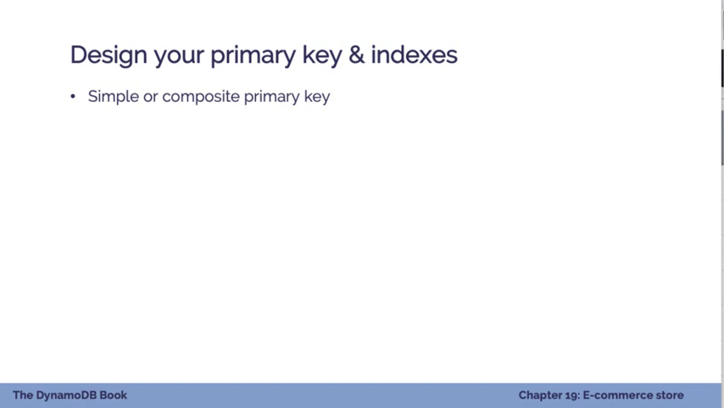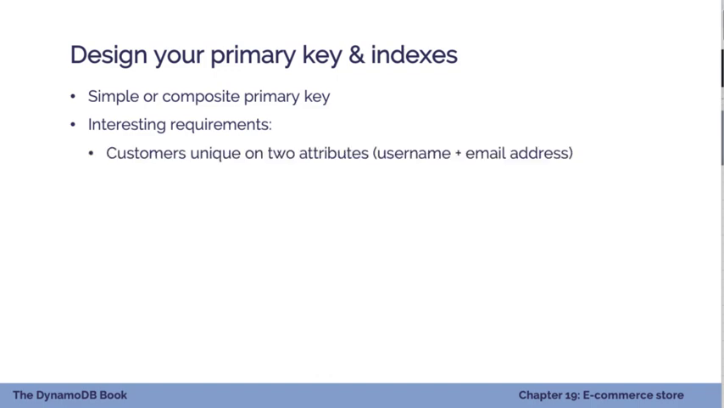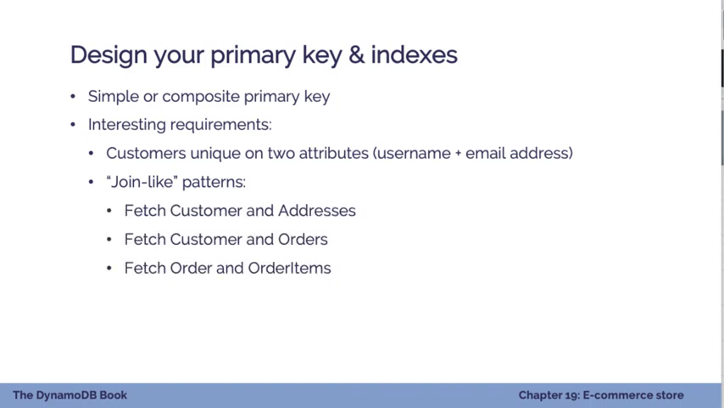And thinking about what entity to start with, what sort of interesting requirements do we have? I think two main categories. Number one, a customer needs to be unique on two different attributes, the username and the email address. So that's a kind of an interesting requirement. Usually it's just on one attribute, so we'll see how to handle that. The second big interesting requirement we have is handling these join-like patterns. We have a couple different join-like patterns where we want to fetch a customer and the addresses. That's a join, right? Because you have a one-to-many relationship and you want to get both parts of it. We also have fetching a customer and the customer's orders and fetching an order and the order items. So we'll show how to model those in this chapter.